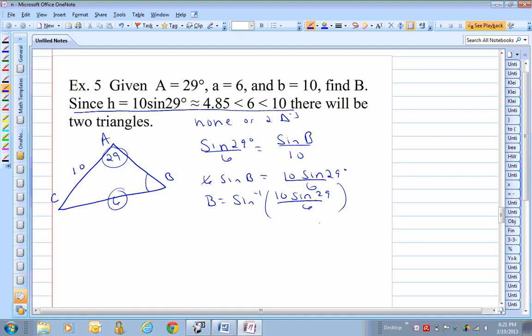This time we actually find the value of B to be approximately 53.9. Woohoo! We're excited. But here's where you have to pay attention. Because this side was smaller than the adjacent side, you have to be really careful. B could be 53.9. Let me erase the other.